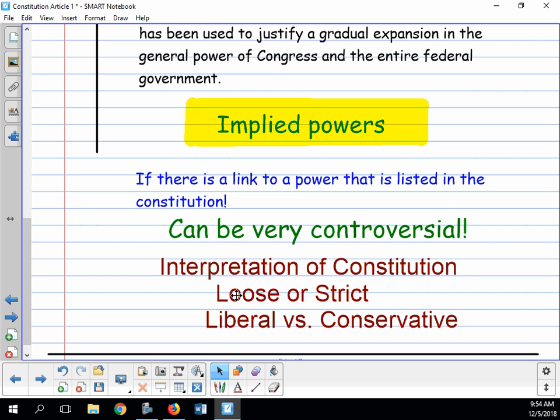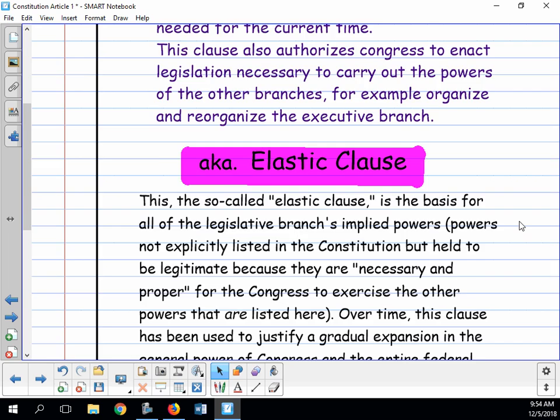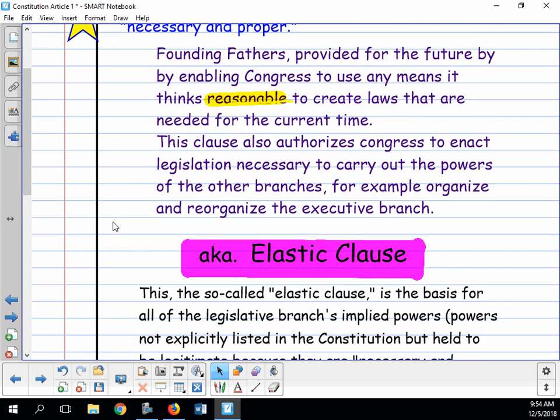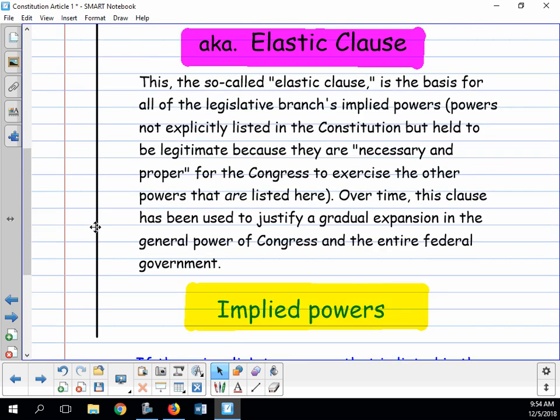This can be extremely controversial because it depends on the interpretation of the Constitution. The idea is whether it's a loose interpretation or a strict interpretation. And so depending on the law, it can be very controversial. Oftentimes it's seen as whether it's liberal or conservative. So all of this, 18, is extremely important to the ability of Congress to continue to make laws that are appropriate for our time.